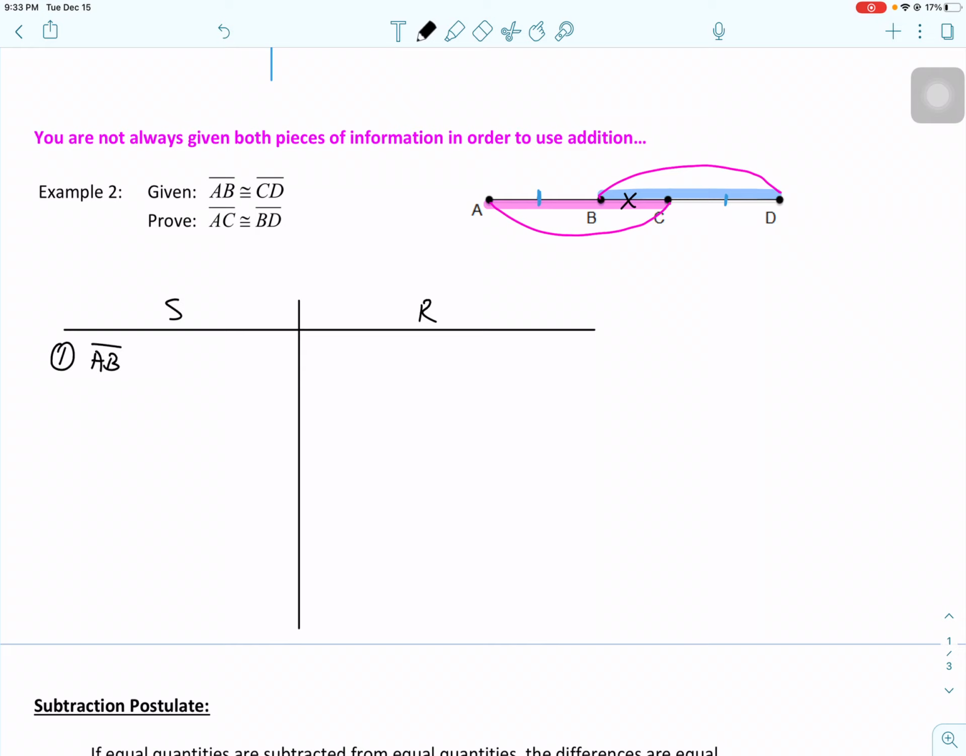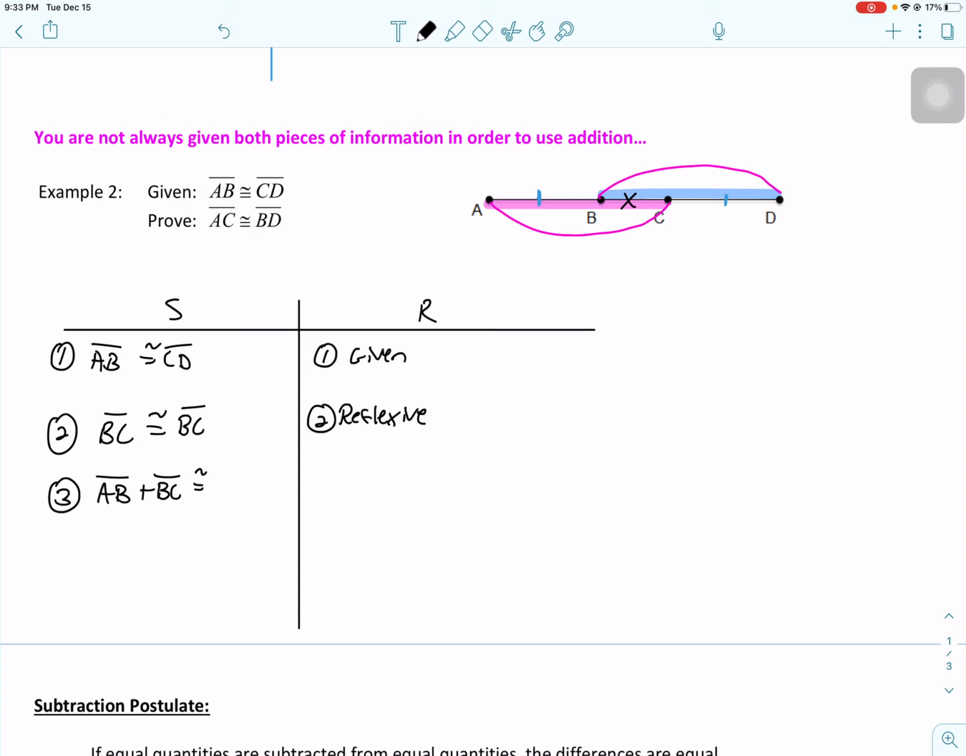So step 1, AB is congruent to CD, given. Step 2, I'm going to say that BC is congruent to BC. It's called the reflexive postulate. And then step 3, if you add equal parts to equal parts, then what they add together will also be equal.